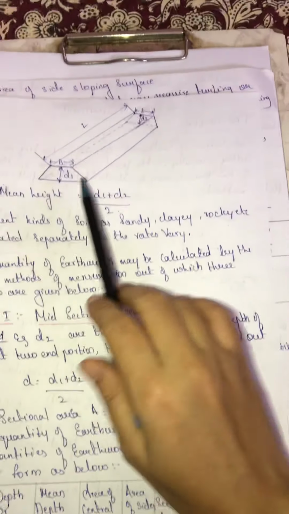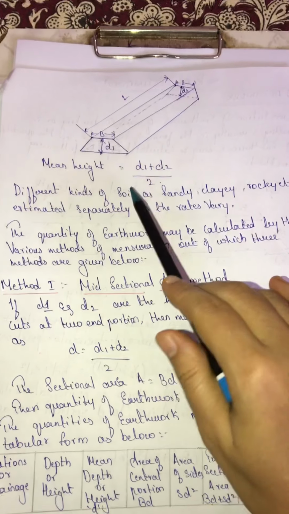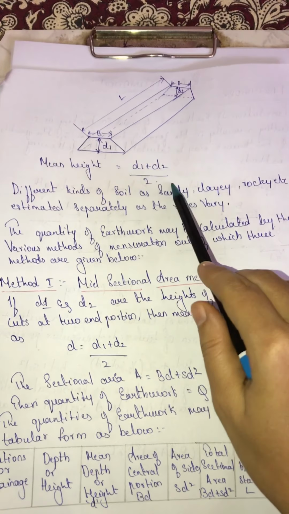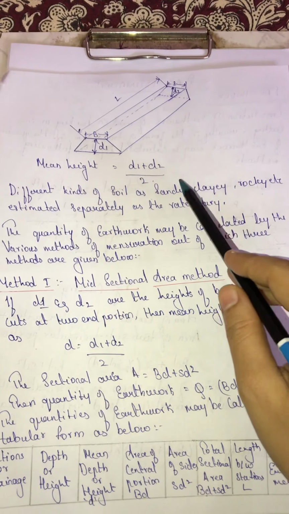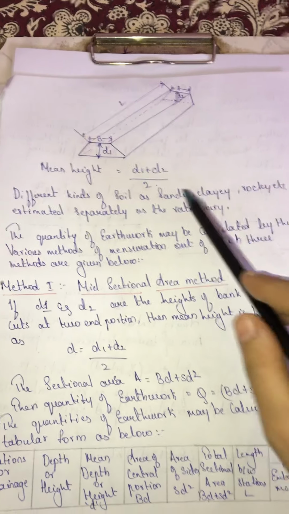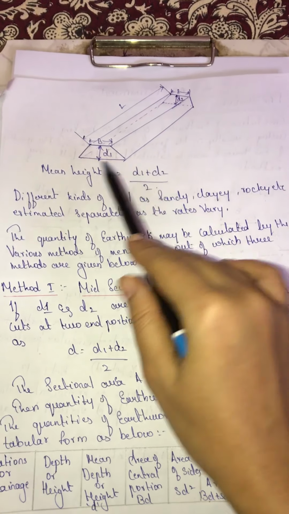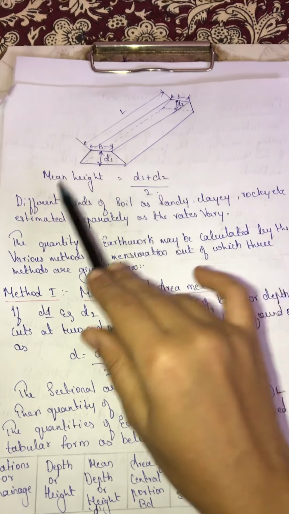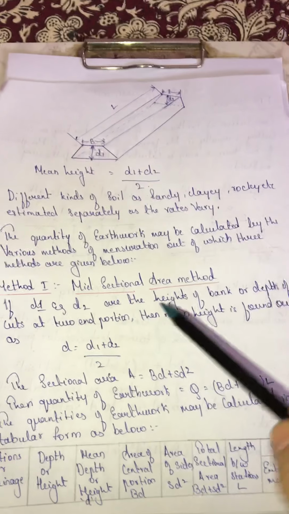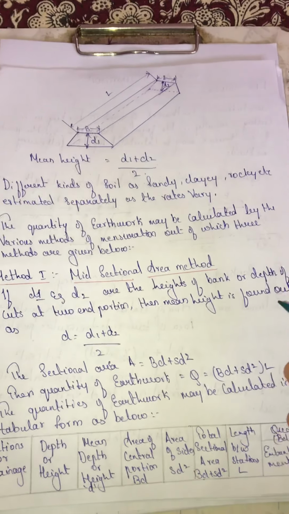Now moving on to next. When the ground is in a longitudinal slope, the height of bank or the depth of the cutting will be different at the two ends. So at that time we need to consider the mean height. The mean height will be d1 plus d2 divided by 2. Different kinds of soil, such as sandy, clay, rocky soil, will have to be calculated separately because their rates vary.